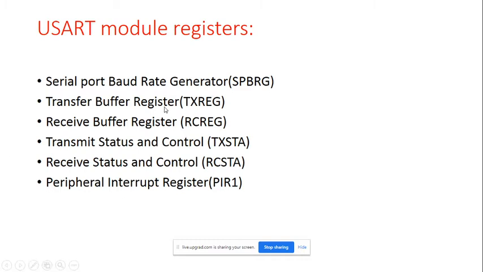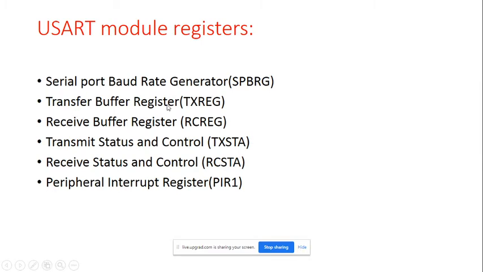Whatever data you want to transmit, first place it into the transmit buffer register, or transfer buffer register, then one by one bit will go out through the TX pin and come on the RX pin, one by one. When all 8 bits have entered and the receive buffer register is full, at that time it will interrupt the controller that new data has fully arrived, please read it. Okay, now the next one.